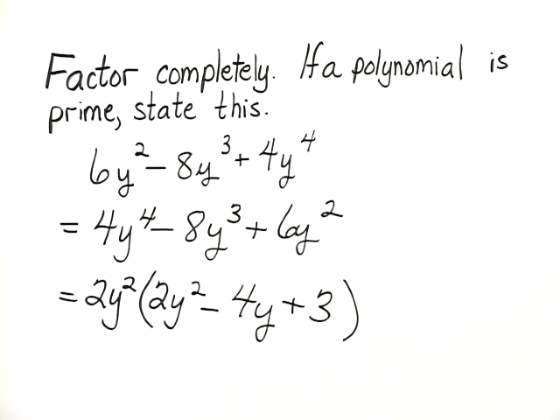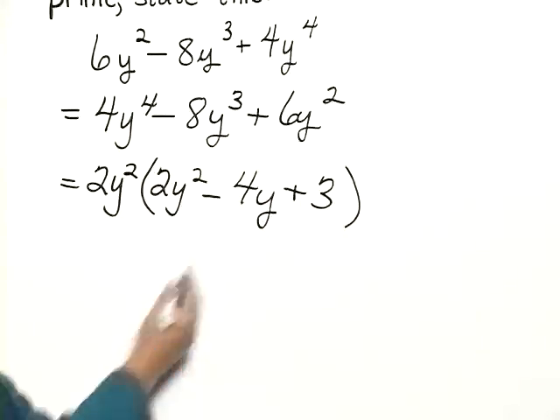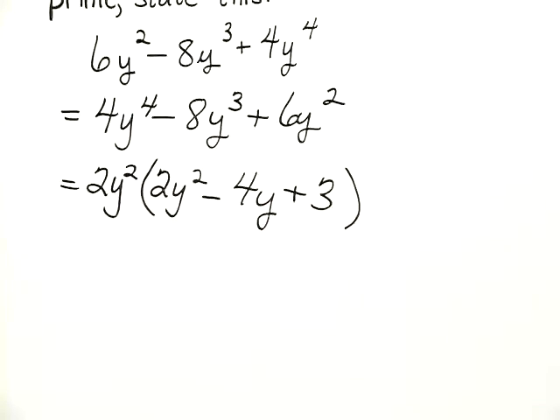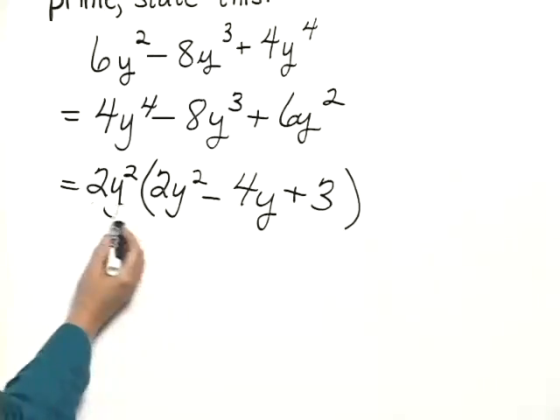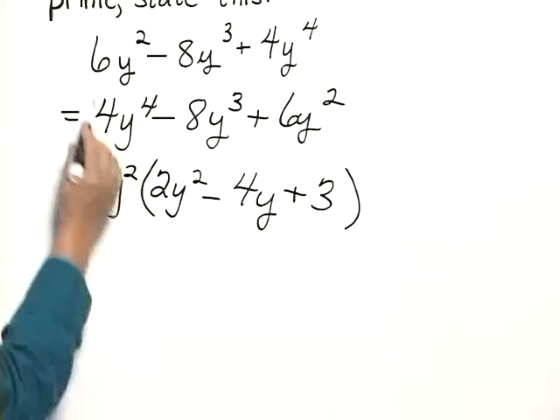Once we've factored out a common factor, we check what's inside the parentheses to see if there's anything else we can factor. This is a trinomial, but if we tried to factor it, we'd find that we could not factor that any further. This is the complete factorization of the polynomial, and remember, we can always multiply to check.